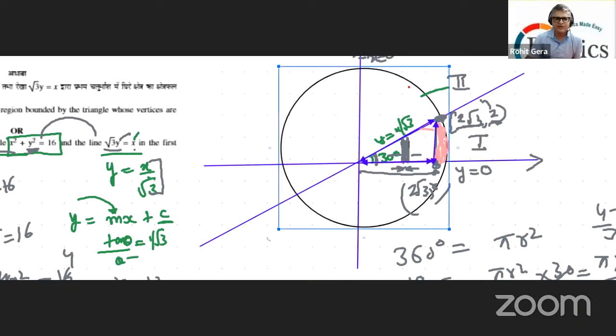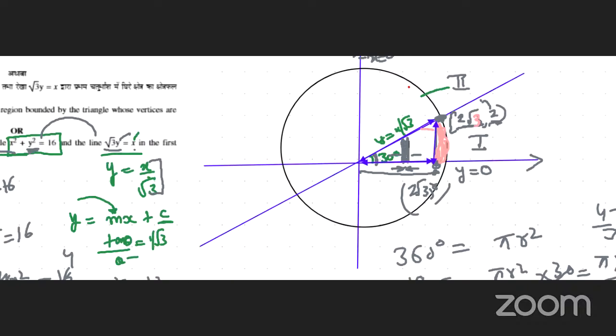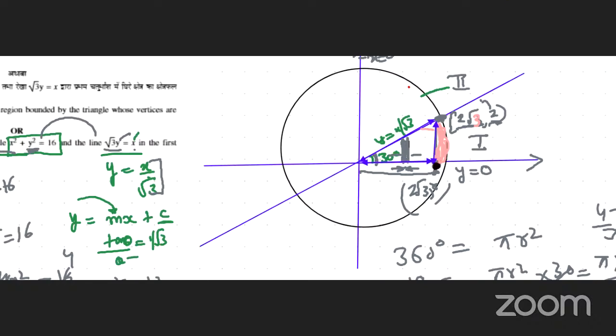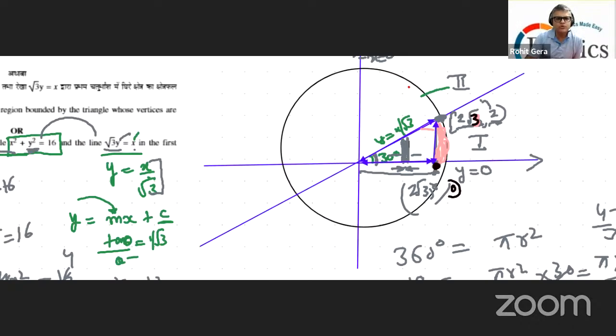Point of intersection we found out to be 2 root 3 and 2. So we drew a perpendicular from there and we found out the coordinates on the x-axis and y-axis. So what is this point? 2 root 3, right? So this is 2 root 3 comma 0. And this point is 2 root 3 comma 2, and the height is 2. Now we know this point.